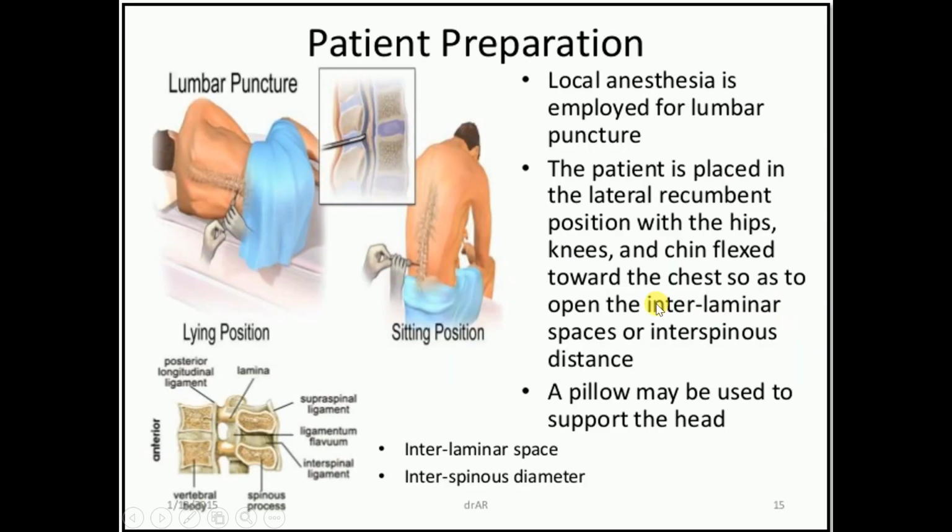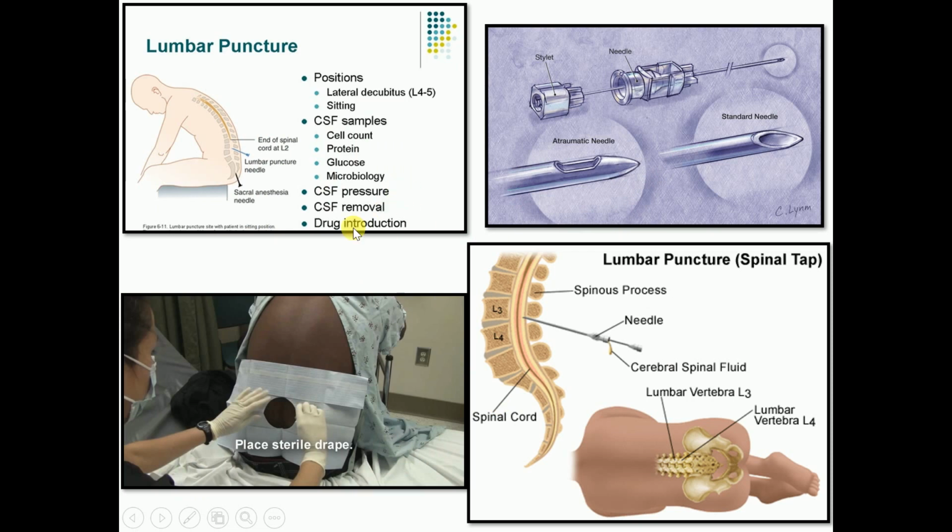Now, preparation of the patient. Local anesthesia can be given for the lumbar puncture. There are two positions of the patient: either sitting position or lying down, right or left lateral recumbent position. The patient is first of all placed in the lateral recumbent position with hips, knees and chin flexed towards the chest, to open the interlaminar space or interspinous distance, and a pillow may be used to support the head. Okay, so this is the lumbar puncture site.